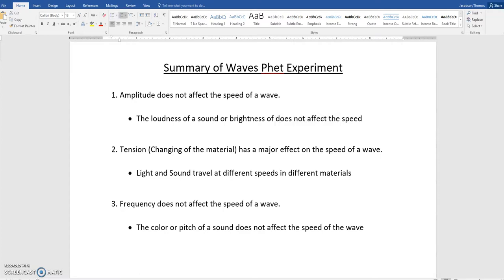Now, number two, if you change the material, if you change the tension, it's going to have a major effect on the speed of a wave. Light and sound will travel at different speeds in different materials, which is why sometimes light looks bent or broken, pencils in water look broken. Sounds seem to sound differently in different materials, like if you're underwater.